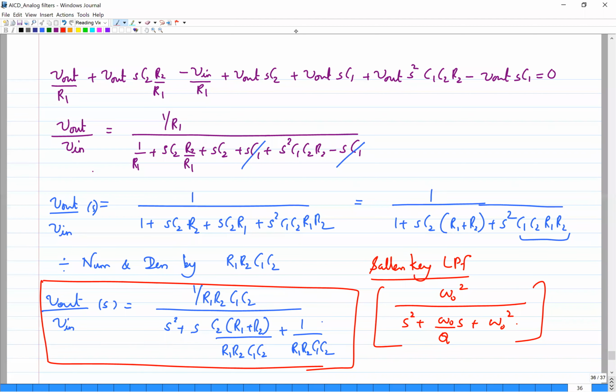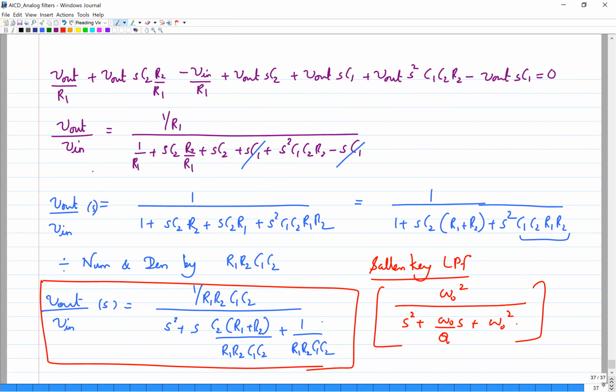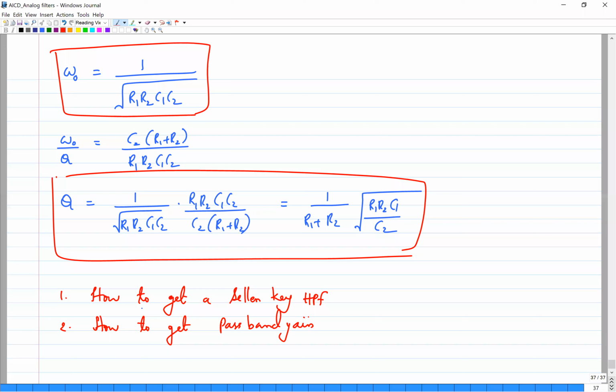Okay. Now there are two questions. One is, so this I called the generalized Sallen-Key filter, and by substituting R and C, we got a low pass response of this. Right. Now there are two questions. One is how to get a high pass filter, how to get a Sallen-Key high pass filter. And second question is how to get pass band gain in the circuit.